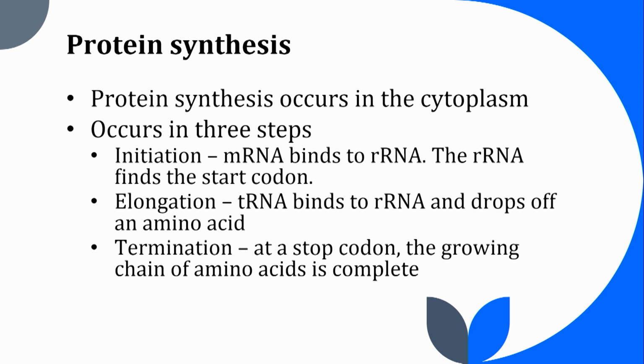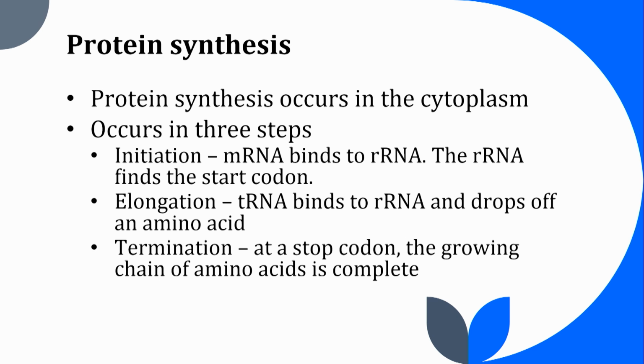So once the rRNA and the mRNA are connected, we're going to start the next phase, which is known as elongation. What happens here is that tRNA is going to bind to the rRNA and it's going to start dropping off amino acids. It knows which amino acids to use because the ribosome is reading the mRNA in sets of 3s. Those are called codons. A codon is going to code for a specific amino acid. Okay? This happens until we get to the last phase, known as termination.